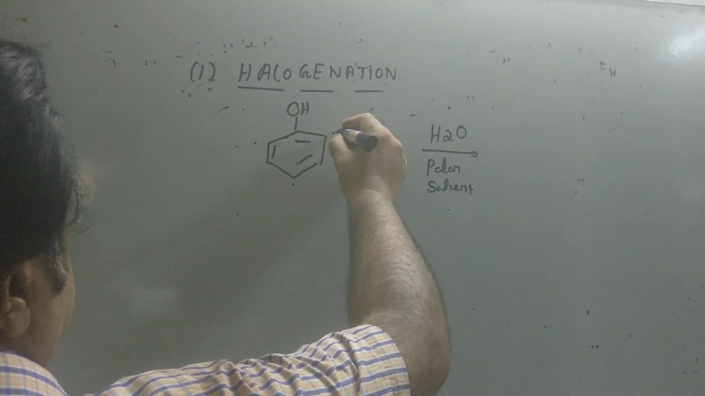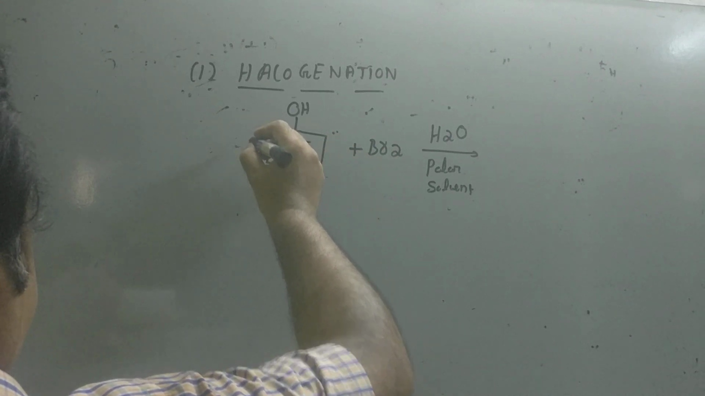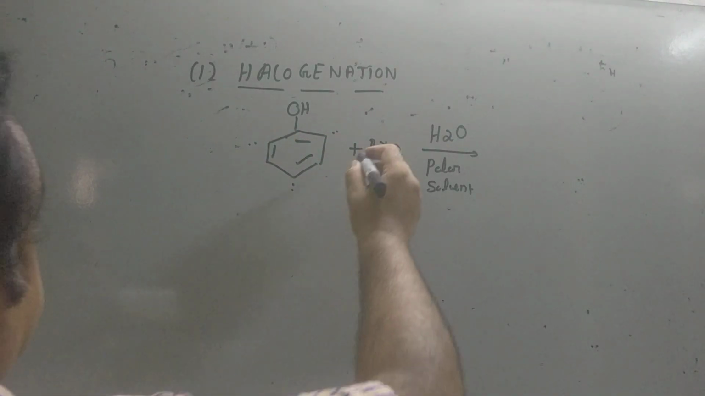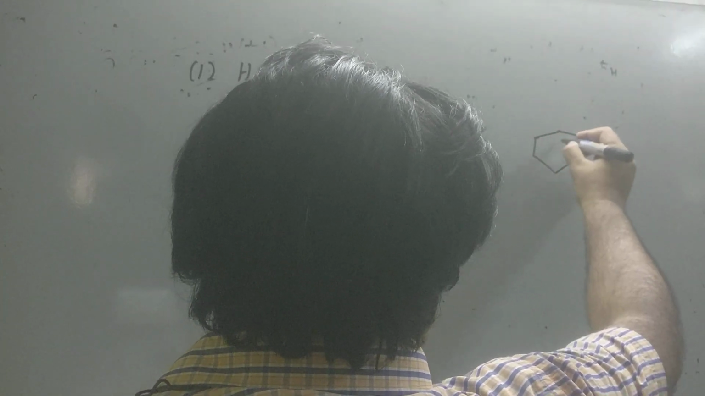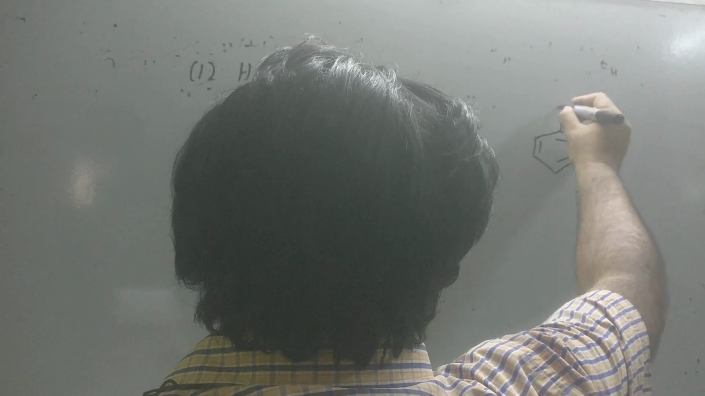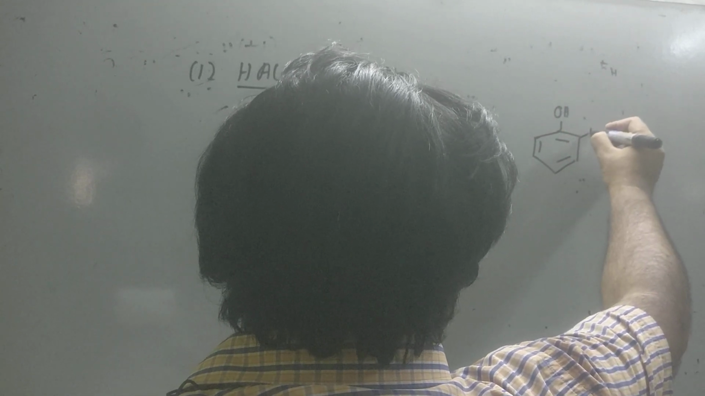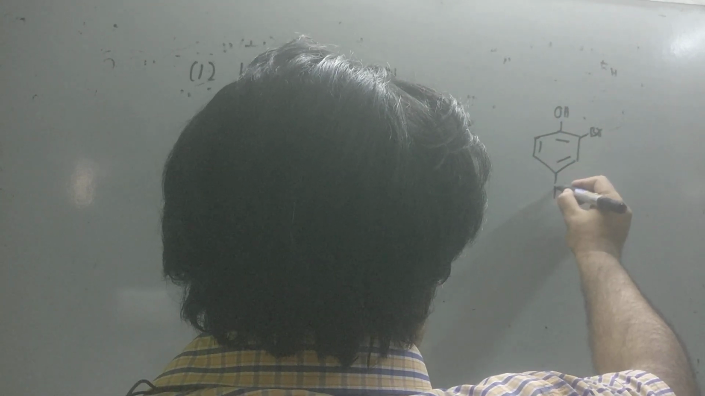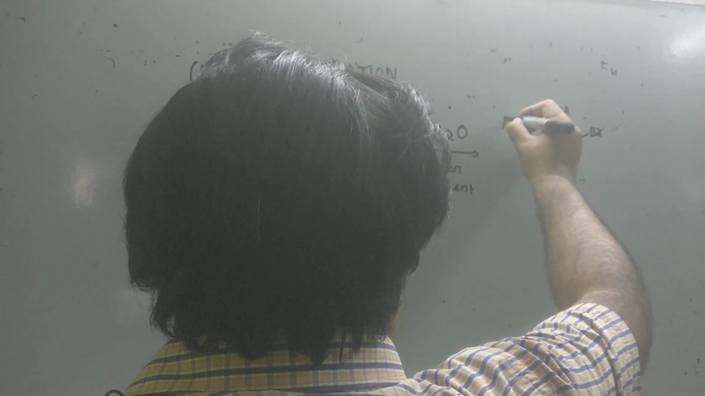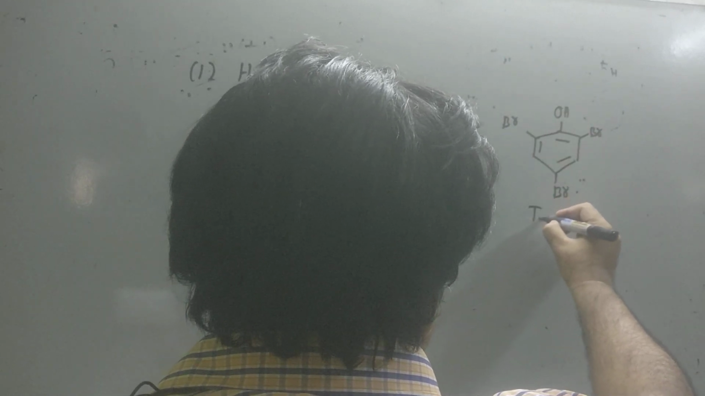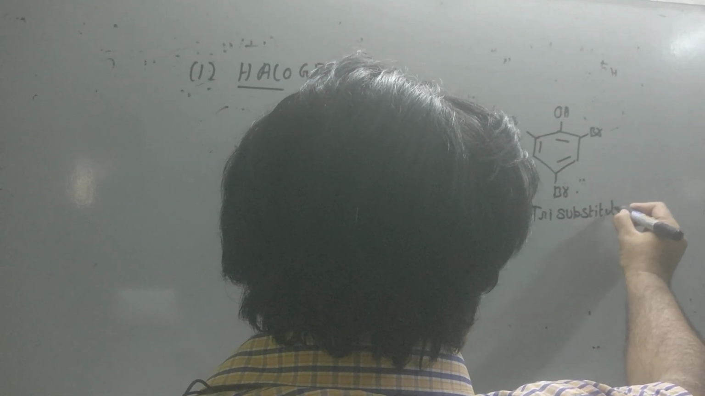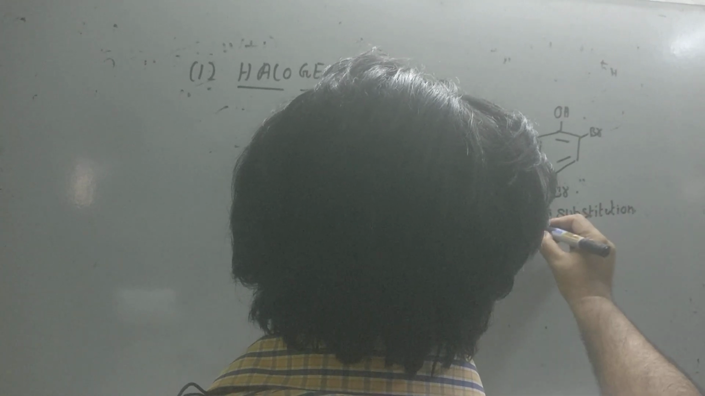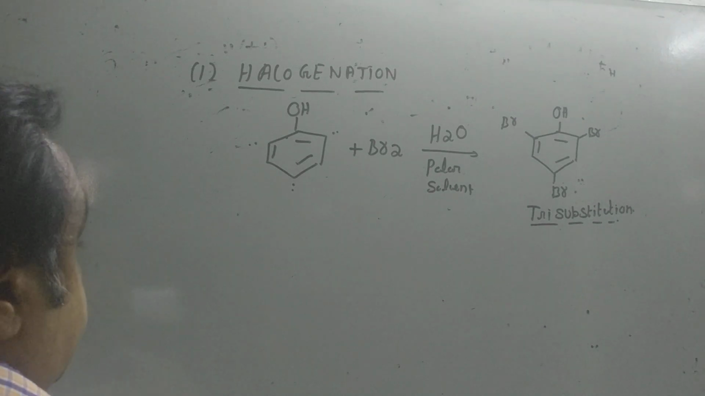All the hydrogens present over here, over here, over here, will be simultaneously replaced by Br. So basically 3 hydrogens simultaneously will be replaced by Br. We get a tri-substituted product. The H from here is replaced by Br, H from here is replaced by Br, H from here is replaced by Br. Tri-substitution takes place. All the ortho and para positions have the hydrogen H plus replaced by Br plus.